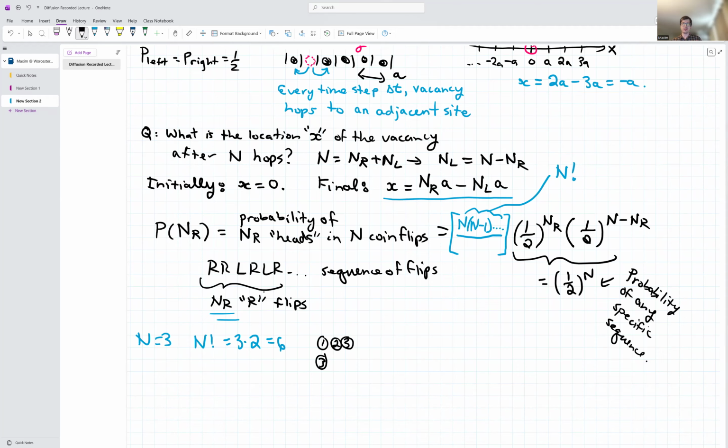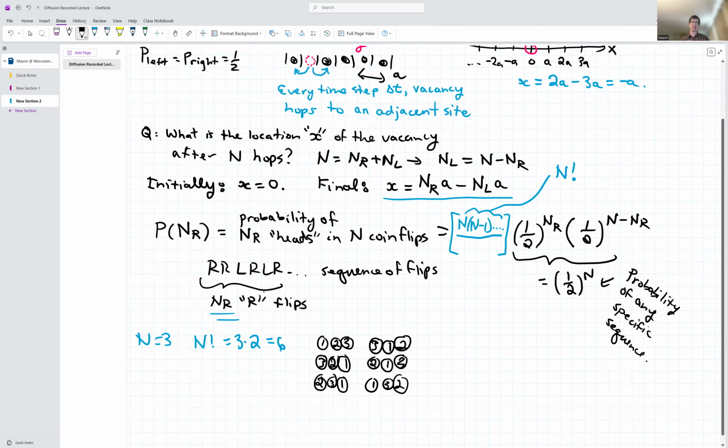We could have landed the third first, then 2, then 1. We could have done 2, then 3, then 1. What else is there? 3, 1, 2. We could have done 2, 1, 3, or 1, 3, 2. So those are all the 6 different permutations of the flips.